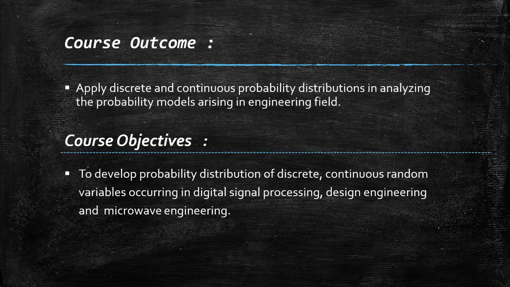Course outcome and course objectives. Course outcome: after completion of this module, students are able to apply discrete and continuous probability distributions in analyzing the probability models arising in the engineering field. Course objectives: it helps the students to develop probability distributions of discrete and continuous random variables occurring in digital signal processing, design engineering and microwave engineering.